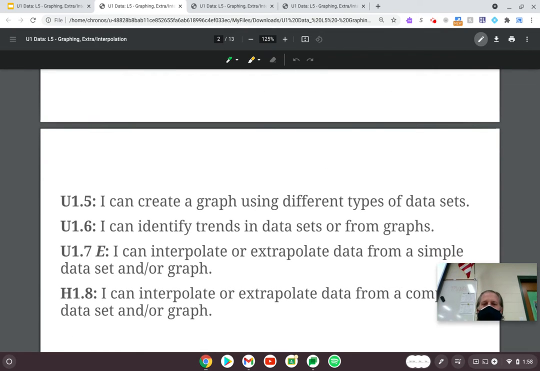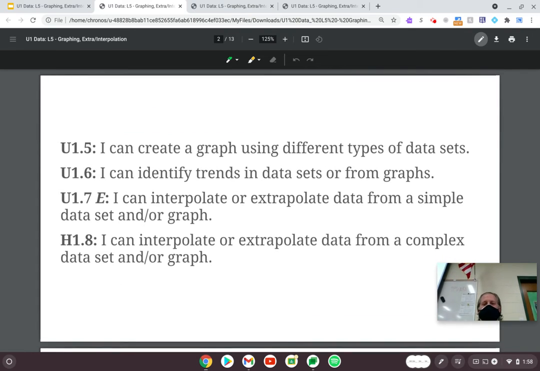In lesson 5, we're going to talk about: I can create a graph using different types of data sets. I can identify trends in data sets or from graphs. I can interpolate and extrapolate from a simple data set or graph, and I can interpolate or extrapolate from a complex data set or graph. So those are the things we're going to be focusing on.